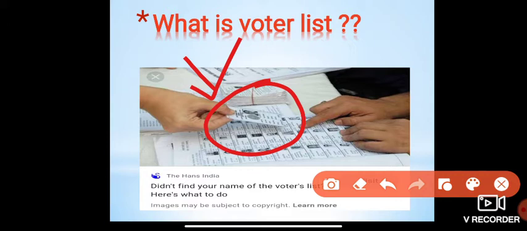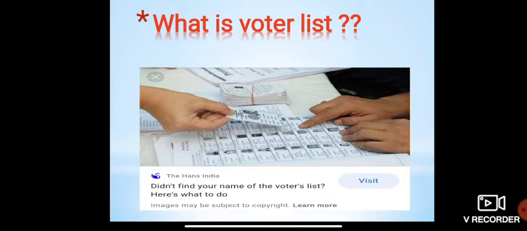So no one can vote on your behalf by taking your voter ID. That is your election photo identity card, in short EPIC. So this is one person, one vote. No one can vote on your behalf. And for other proof, like I told you, you need to show your ration card or your driving license.